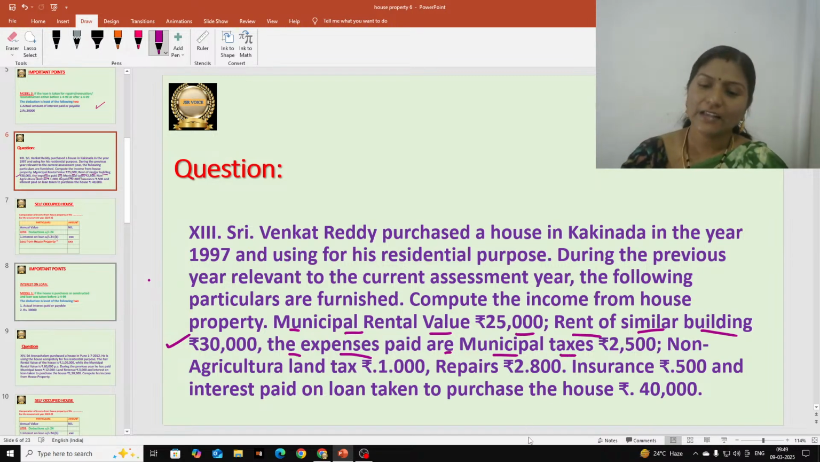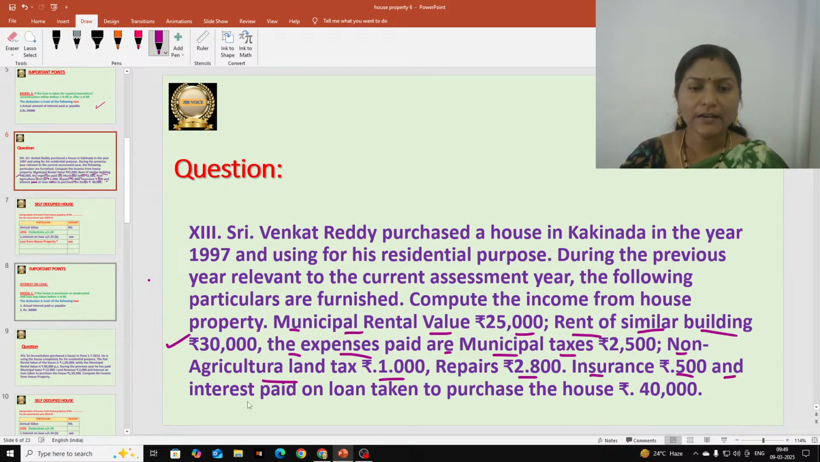So municipal taxes also are not required, because in the format we don't give municipal taxes as a deduction in case of a self-occupied house. So you ignore that also. Next, non-agricultural land tax. This also we don't take into account. Hope this is clear, students. And next, repairs also we don't take into account. Next, insurance also we don't take into account.